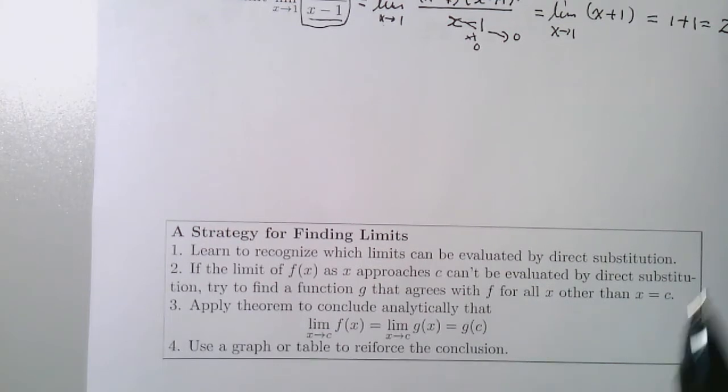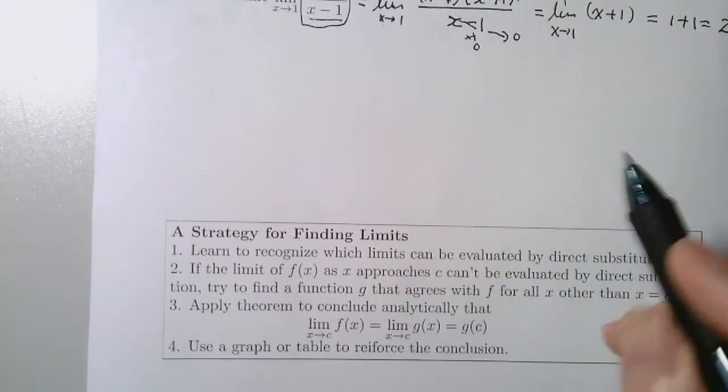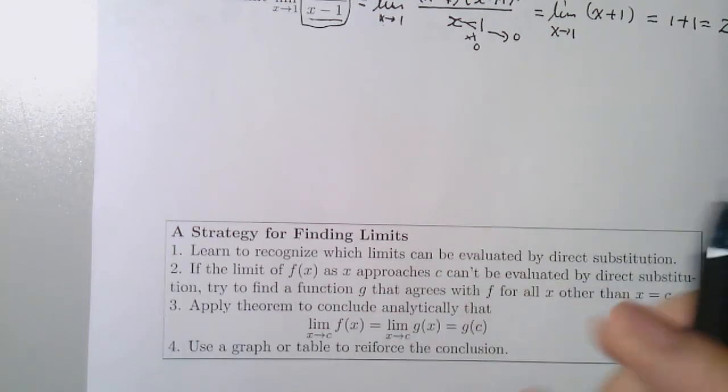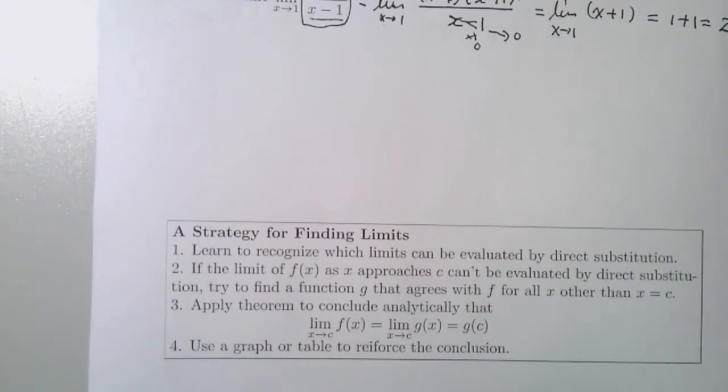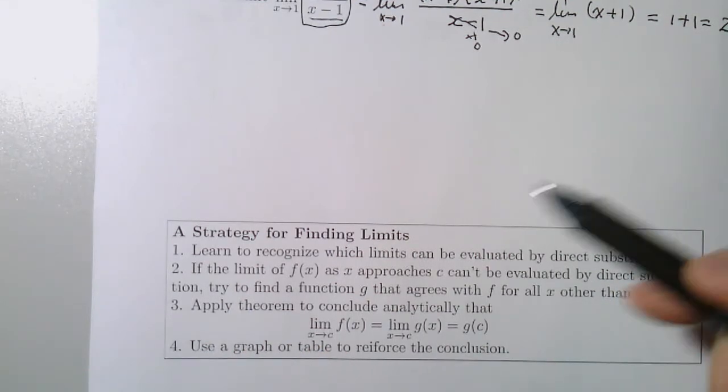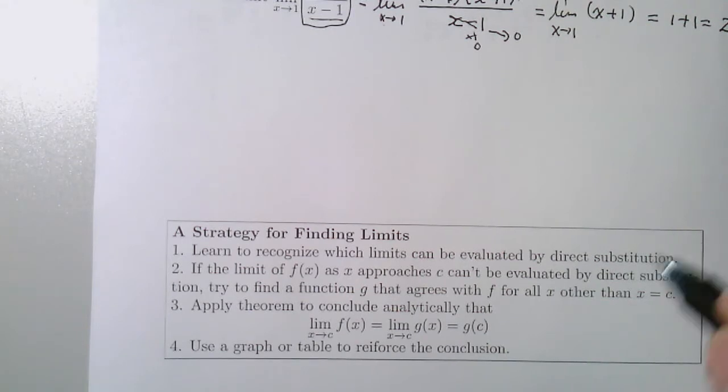If you can, it means you can evaluate and get a fixed number. That means you already found the limit. You don't need to do anything else. If you can directly do substitution and evaluate, the value exists, which means you already found the limit.